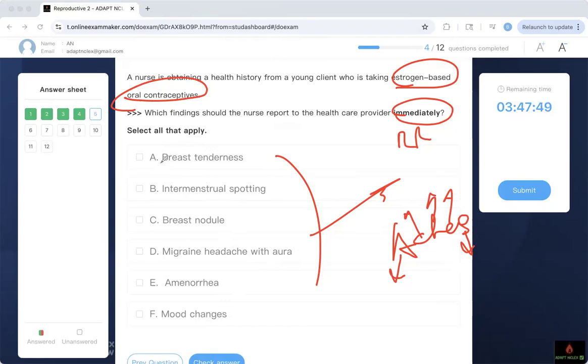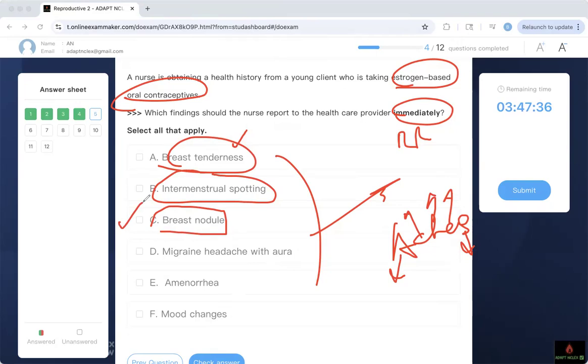You're going to have breast tenderness, expected because the breast gets engorged. You may have spotting, expected. Breast nodule is breast cancer. We have a mass now. It leads to breast cancer. We don't like it. Migraine with aura, this can lead to stroke. So when you see headache with migraine with aura, mostly you've got to intervene.